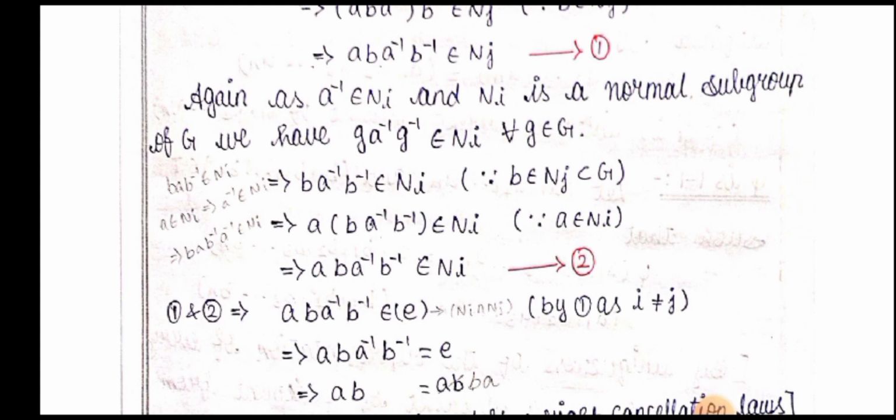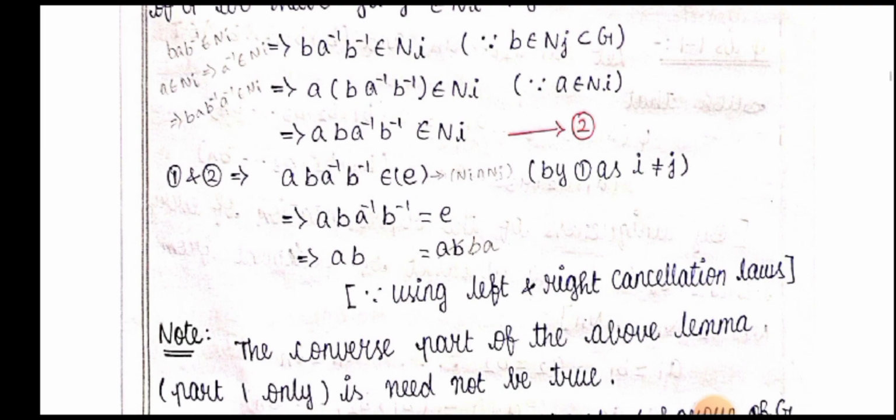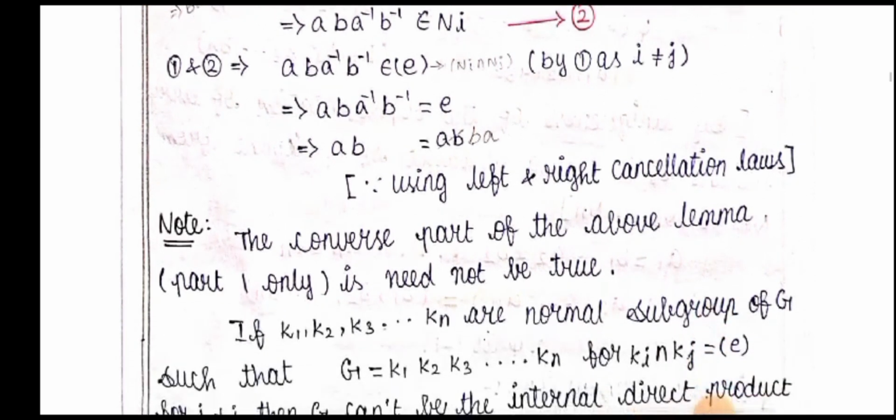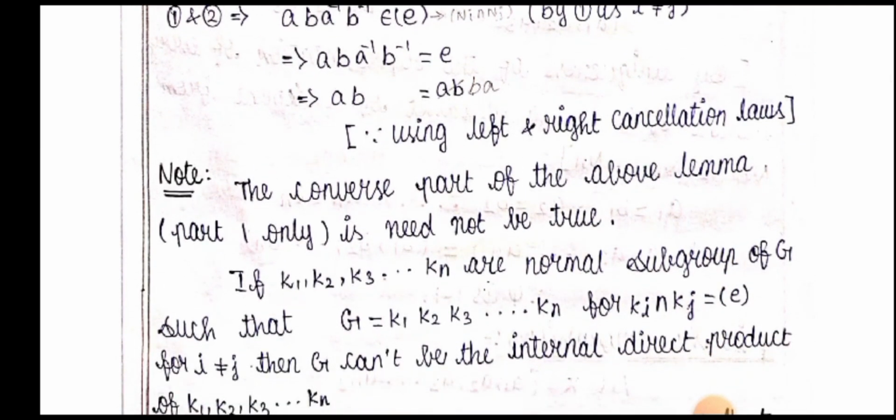Now looking at equations 1 and 2, the left hand sides are both equal. Therefore a b a inverse b inverse belongs to Ni intersection Nj. But we know that Ni intersection Nj equal to e. Therefore a b a inverse b inverse is equal to e, which gives ab equal to ba. Hence we have proved it.